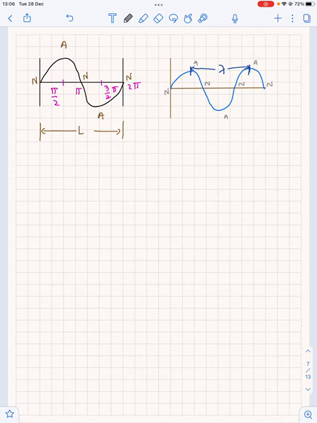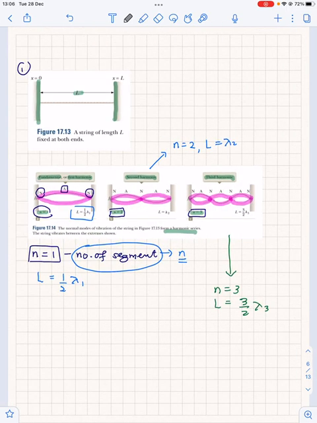As we can see, going back to the previous page, the distance of L is now, for the first segment, from node to adjacent node. For the second segment, we also have from node to node, but it is not an adjacent node. The same goes for three segments. The distance from wall to wall, or from x equals 0 on this figure 17.13 to x equals L, is also from node to node.